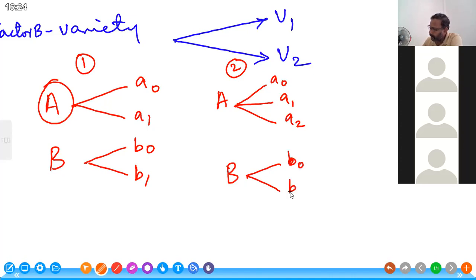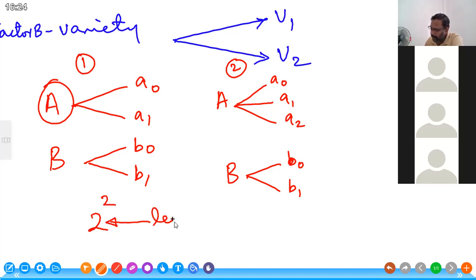2 levels. How many levels in factor B in case 1? Yes, 2. So 2 levels, so that we can write 2 to the power 2.